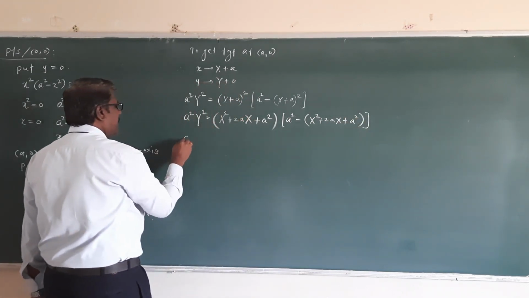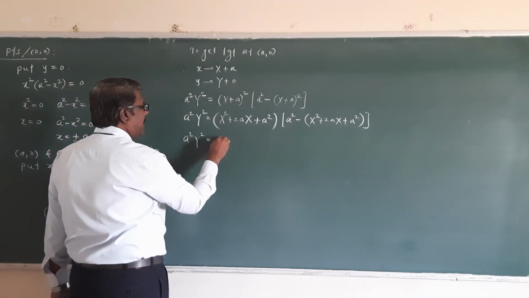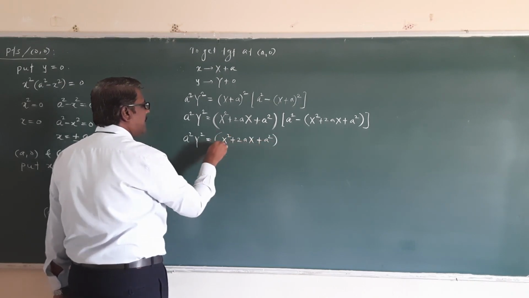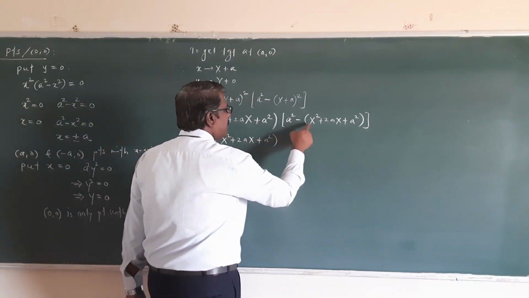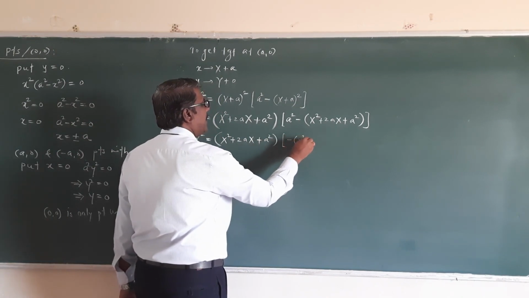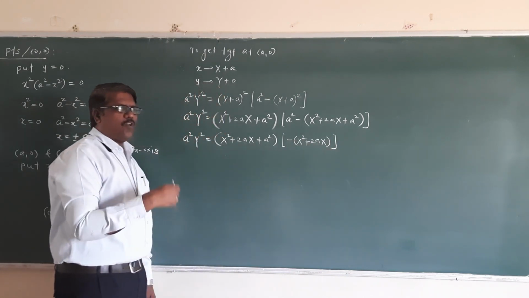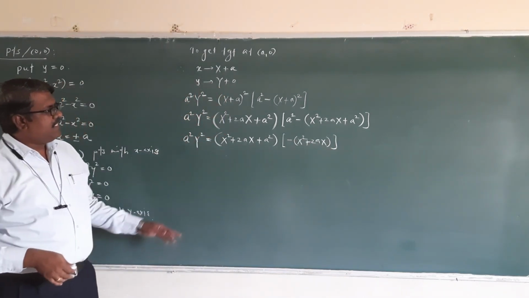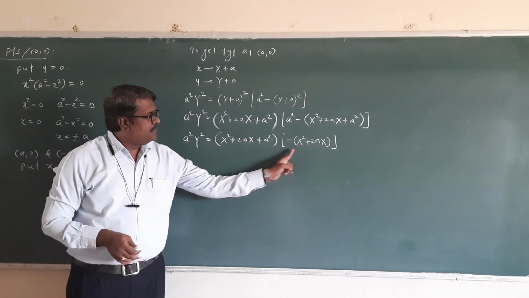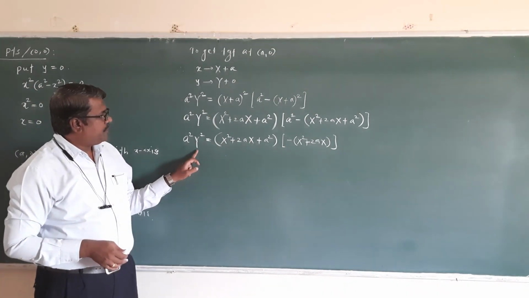Now this is nothing but a square y square is equal to x square plus 2ax plus a square. It is in one bracket. Here a square will get cancelled. What is remaining? Minus into x square plus 2ax. Now after shift of origin, to get tangent at new origin, equate the lowest degree term from this equation to 0. Now here degree is 2.